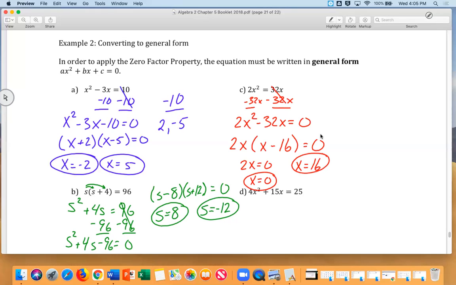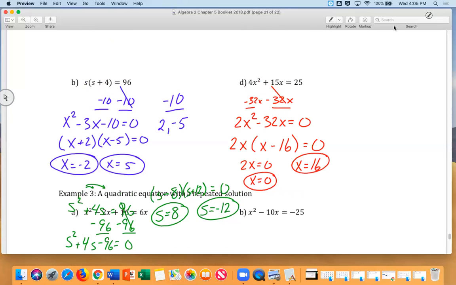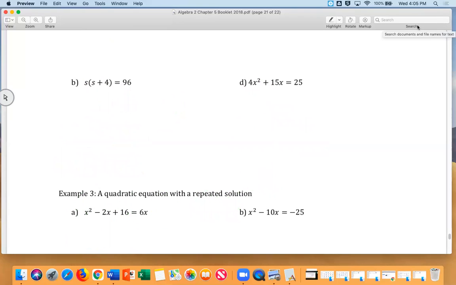Again, repetition. Got to see it. If you have questions, come to office hours. All right, we can do this. Let's look at D. I'm scrolling up because I know I'm going to need space for D. Now, with D, what I've got to do is get that 25 to the other side.